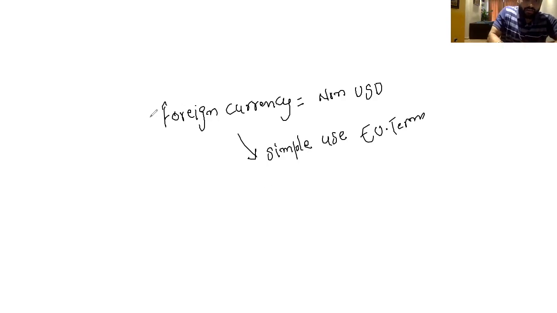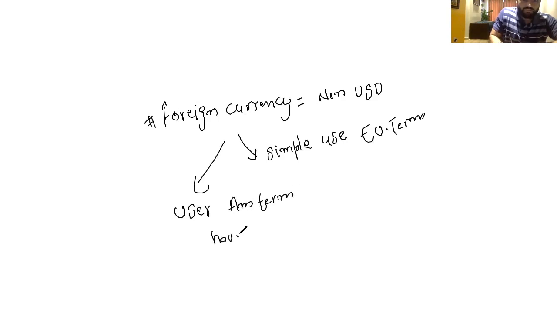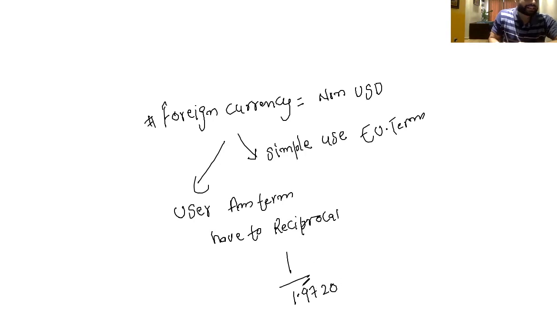One option is this. The second option is to use American terms, but again, you have to take the reciprocal. The questions that I showed you in your slides did the same thing. They took the reciprocal of 1.97, maybe 20, I guess. Or you don't need to do that. You simply use the European terms, all right? Simply use the European terms.